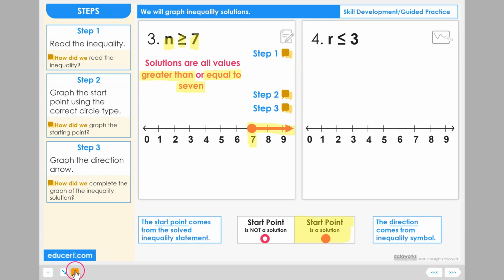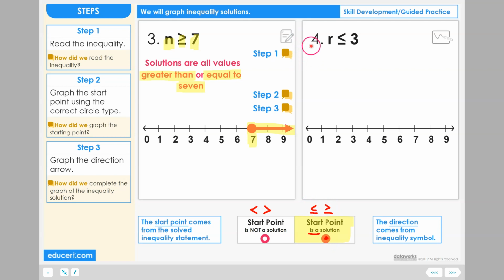Now before you move on to problem number 4, we can add a little bit more to our chart down here. The starting point, not a solution, we will get that every time we are using a less than or a greater than symbol without the or equal to. The start point will be a solid circle whenever we are dealing with symbols that are or equal to. The or equal to means that the start point will be a solution, and so we're going to use a closed circle whenever we have those two symbol types.